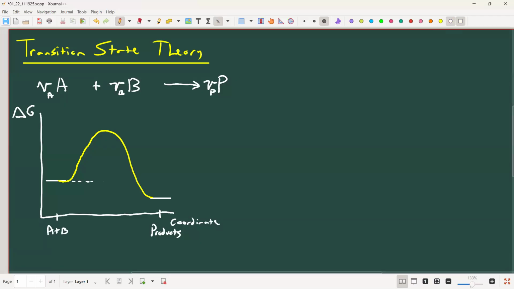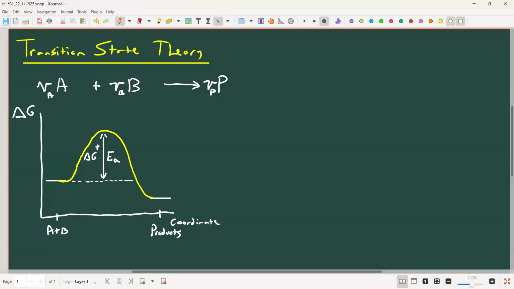And this height barrier we call the activation energy, E sub A, or we sometimes call it delta G double dagger. It's what an organic chemist would call it. E sub A is kind of our general term that physical chemists use. It's an activation energy. Delta G double dagger means a specific situation.